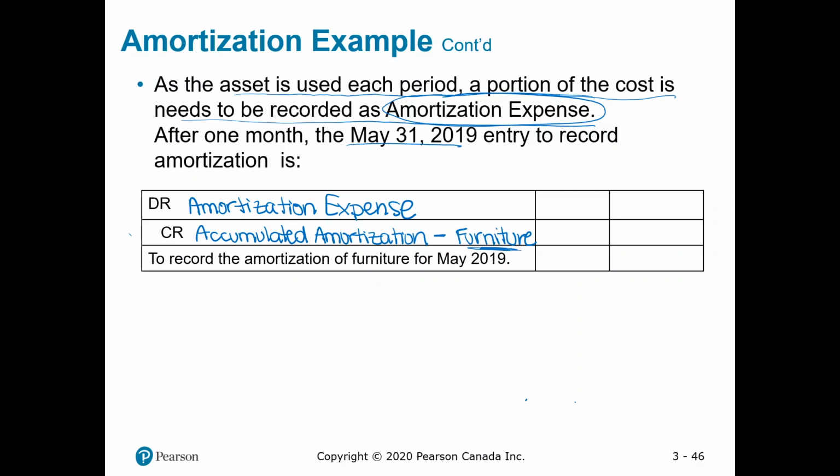Okay, we've got our accounts. Now we need to figure out the dollar value to adjust. So we said the straight line formula is the cost minus residual value divided by the estimated useful life.